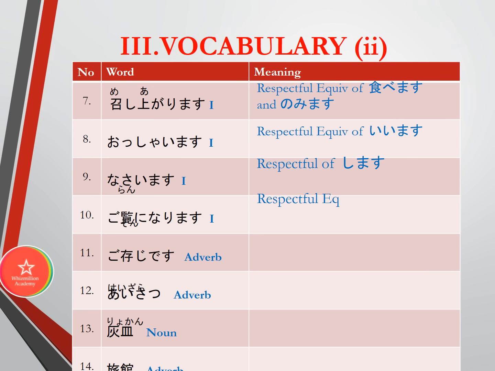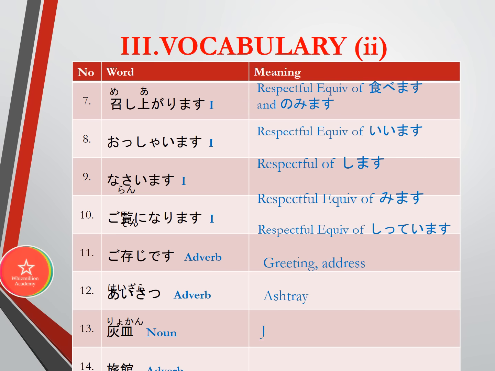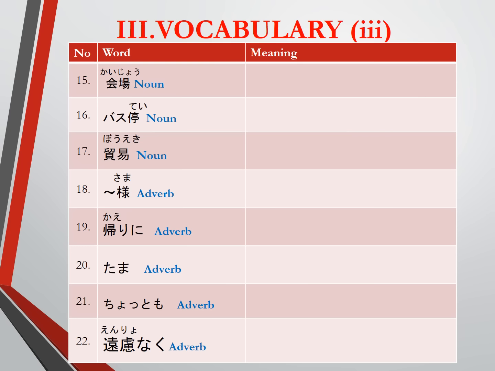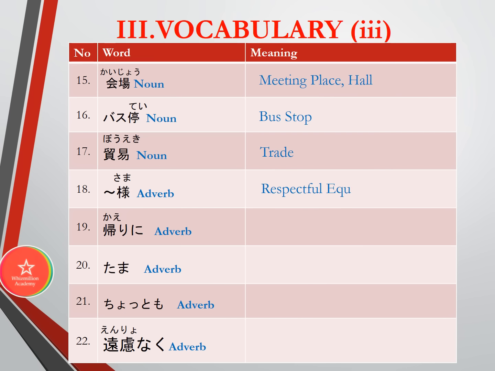Goran ni narimasu is a respectful equivalent for mimasu. Gojanji desu is a respectful equivalent for shite imasu. Aisatsu is greeting, address. Haizara is ashtray. Ryokan is a Japanese style hotel or inn. Kaijo, meeting place, hall. Basutei, bus stop. Boeki, trade. Sama, respectful equivalent for san.